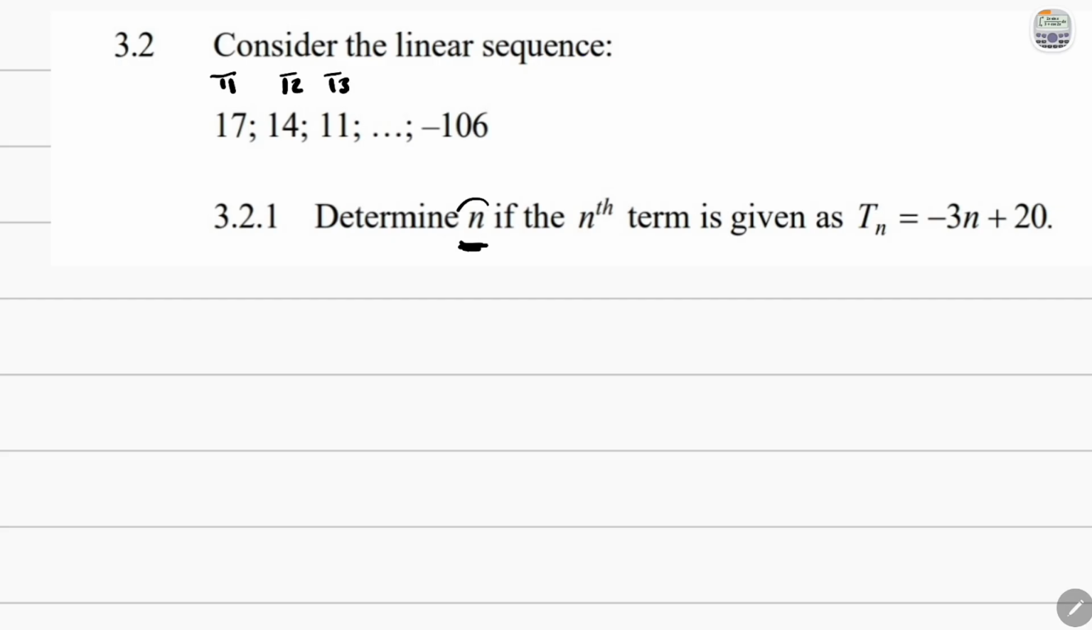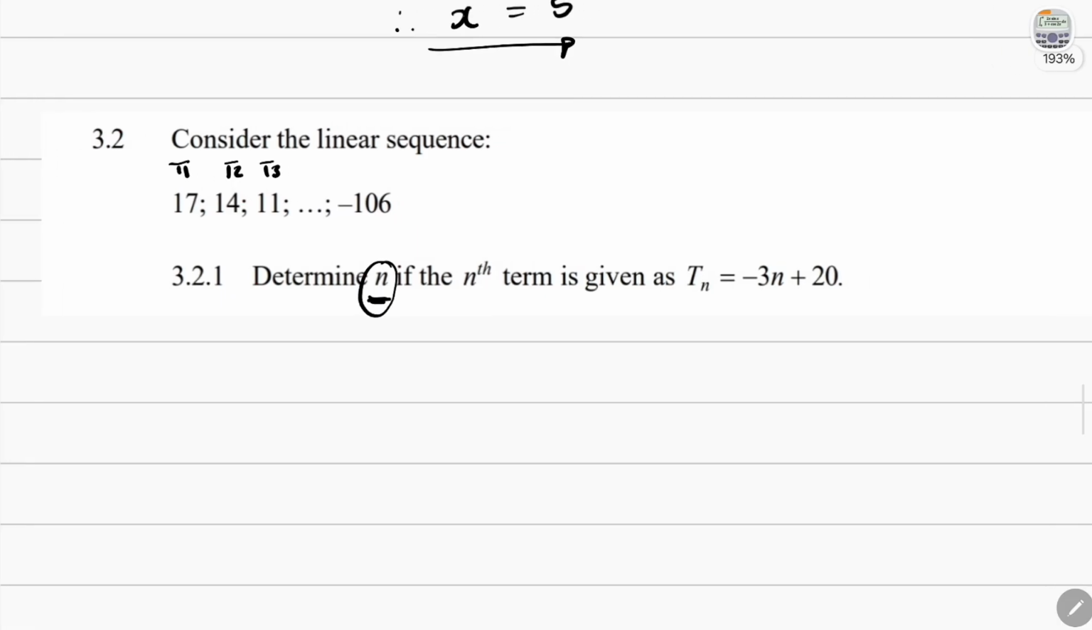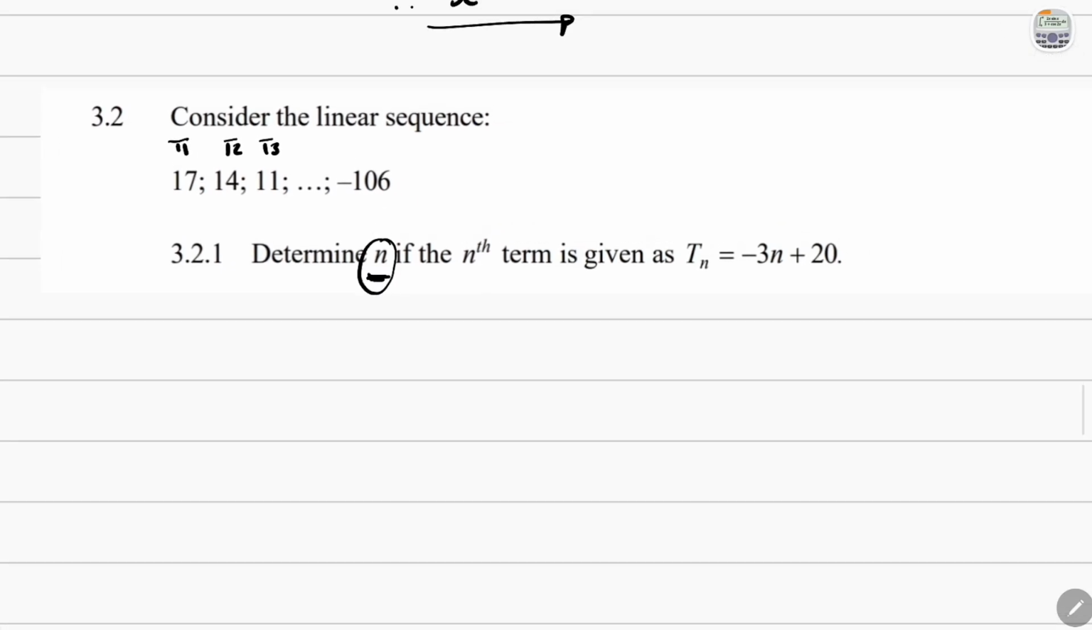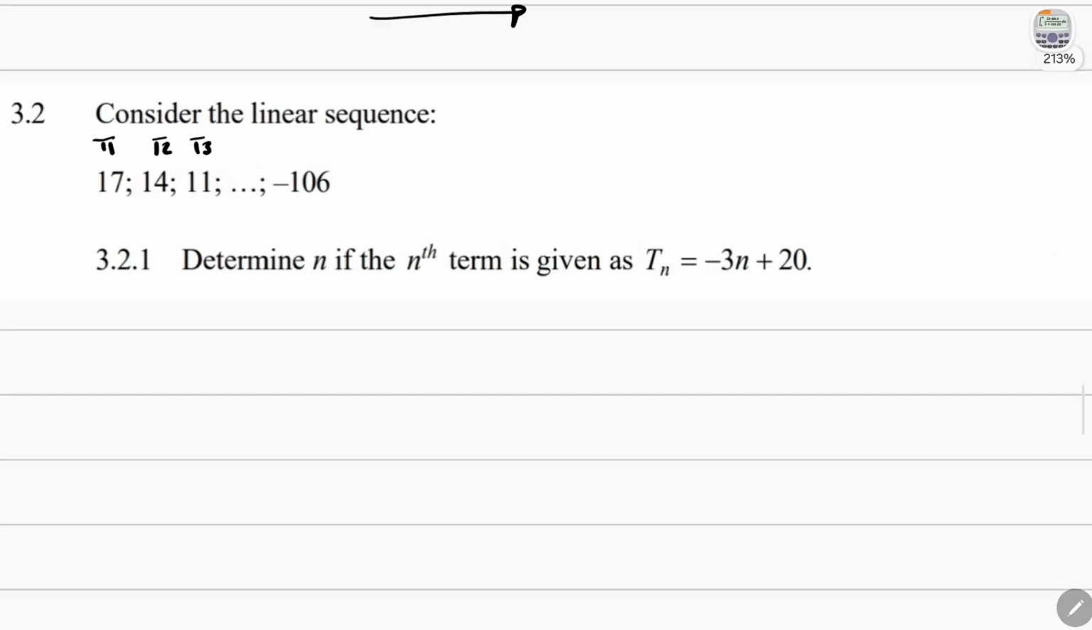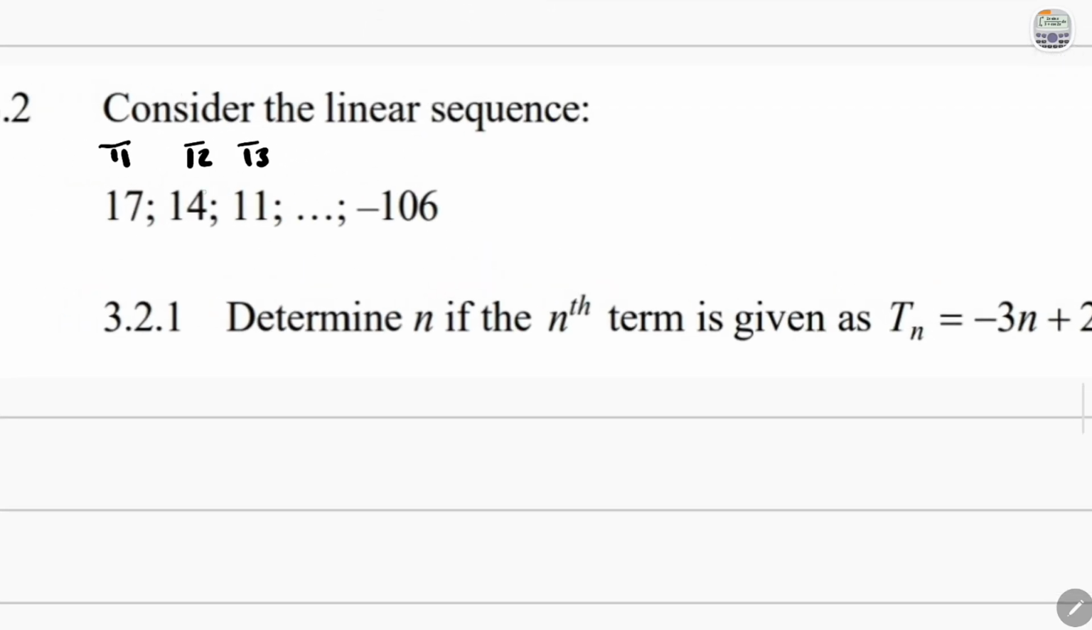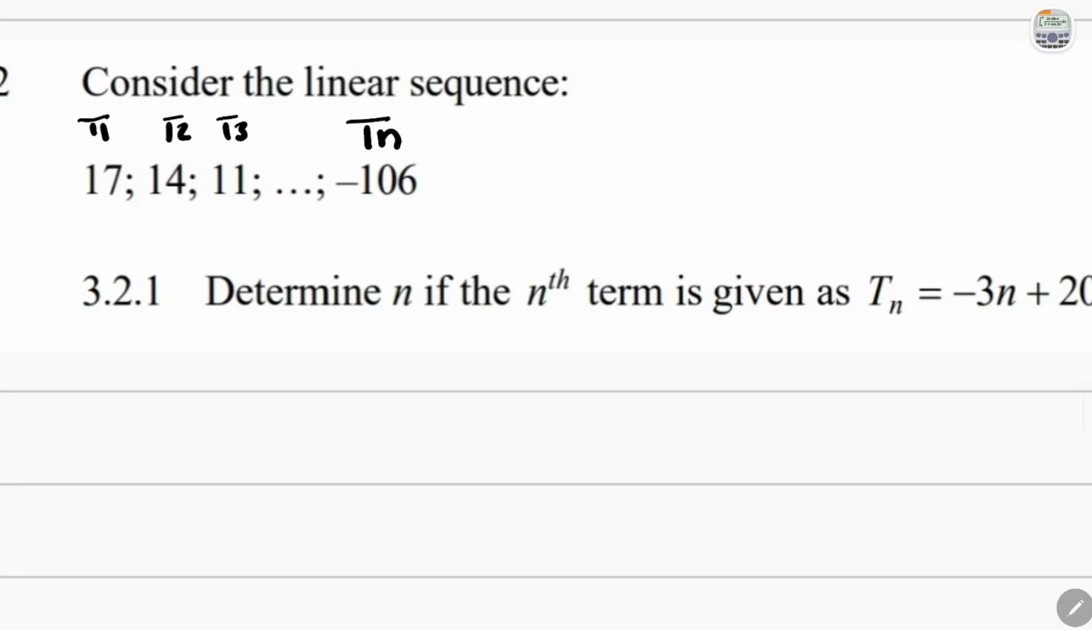Okay, if they're asking to determine n, which didn't really seem like what they were asking, but yes, that seems like what they're actually asking for. When they say determine n, they just mean which term belongs to this last term that we have here. I feel like they could have been a little more clear on that. But n would really just mean how many terms we have in this sequence. So we're trying to find out what exactly n is here. We know this is term 2, this is term 3, this is term what? So in place of tn, you're going to substitute negative 106.